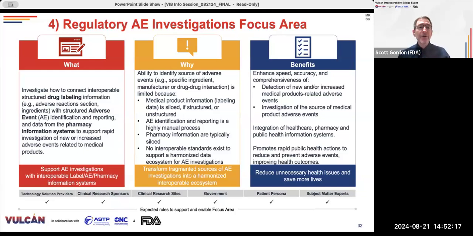Once there is known to be an issue, finding out the source of that issue, what is the problem causing this particular adverse event, the ability to investigate this is still limited, because the information within a medical product is either, if structured, still somewhat siloed, or in many cases, and that's changing over time, unstructured. It's not structured computable data. Adverse event identification and reporting is currently a highly manual process. Again, siloing is still an issue. And pharmacy information is typically also in its own space. And there isn't a fully interoperable standard to allow the harmonization between these areas of information.